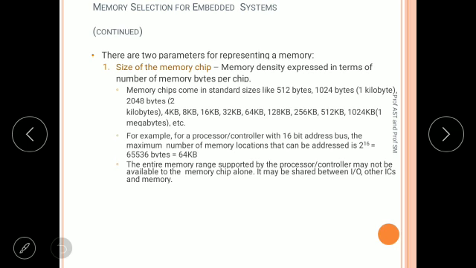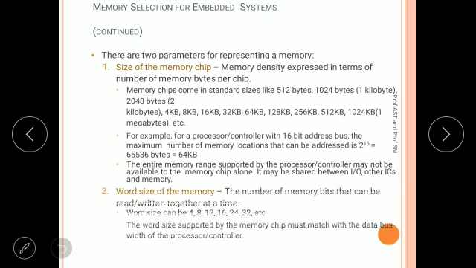One more important thing is the word size of the memory, the number of memory bits that can be read or written together at a time. The word size can be 4 bits, 8 bits, 12, 16, 24, 32, 64, 128, and so on. The ARM microprocessor or controller CPU core that we are studying is of 32 bits. The word size supported by the memory chip must match the data bus width of the processor or controller. This is the obvious statement. If it does not match, then it's not possible to transfer the data.